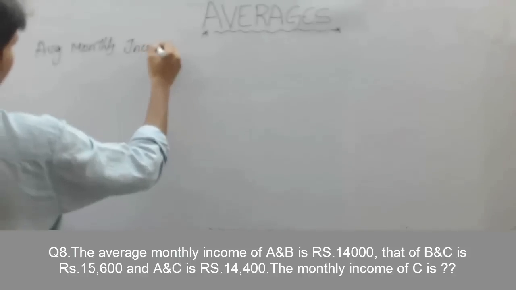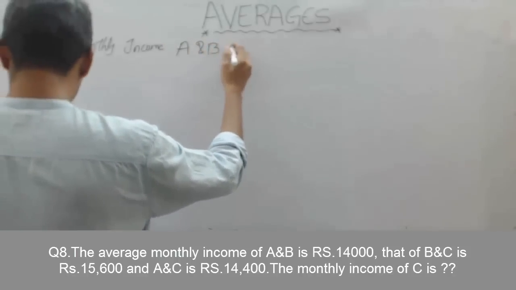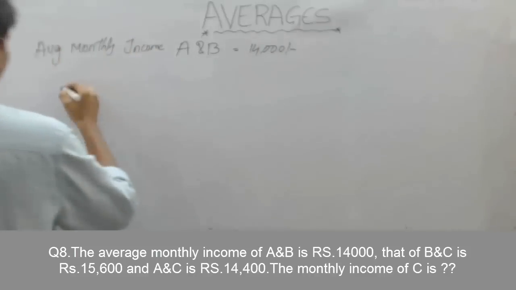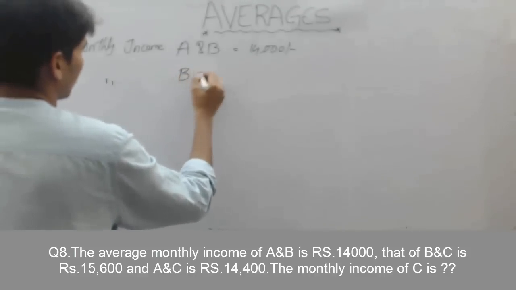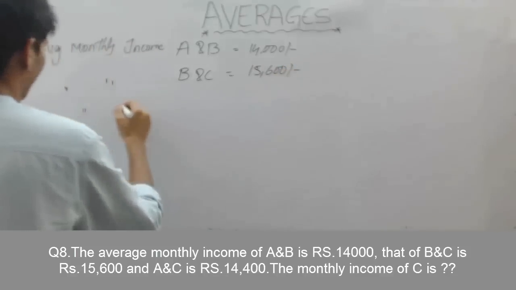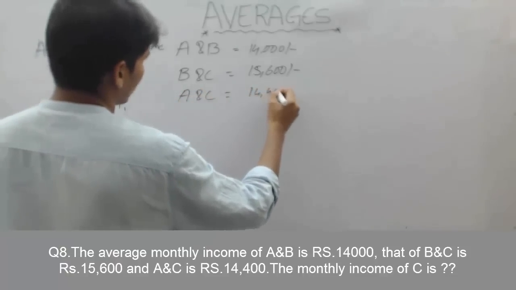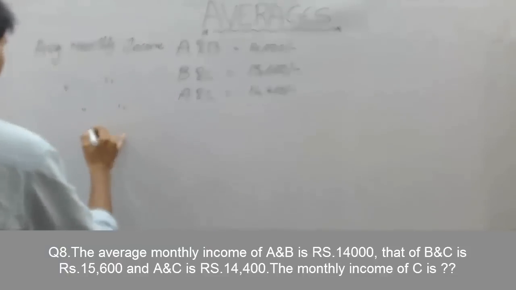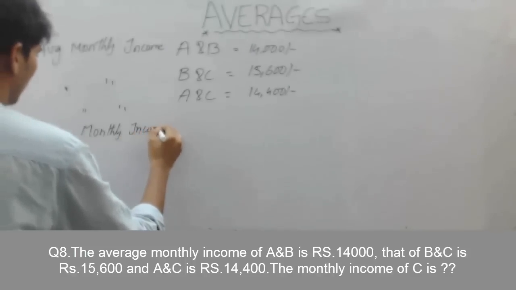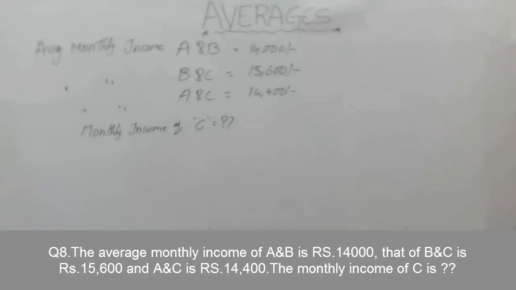monthly income of A and B is equal to 14,000, and similarly B and C is equal to 15,600, and similarly the average monthly income of A and C is equal to 14,400. Now he has asked to find the monthly income of C. How are you going to find this?